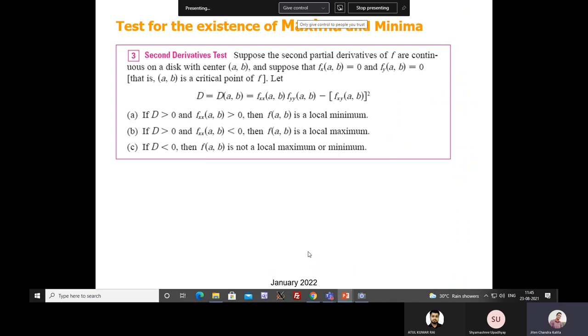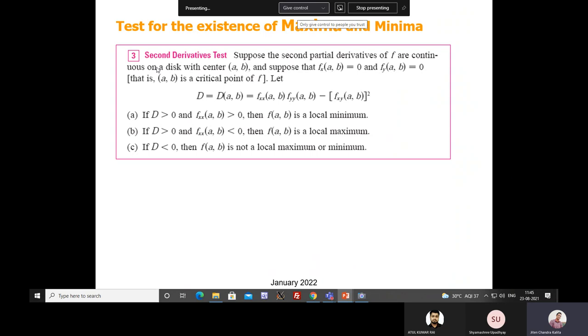Okay, so let us have a quick look at the test. What you have to do? Firstly, we assume that the second order partial derivatives of f are continuous on a disk with center (a, b). So you take a very small neighborhood of (a, b). It is easier to visualize a disk, so that is why they always talk about the disk. Don't worry about it. It is not necessarily a disk. It can be any small neighborhood of any shape or any extent. But because it is easier to visualize the disk, that's why we go for that.